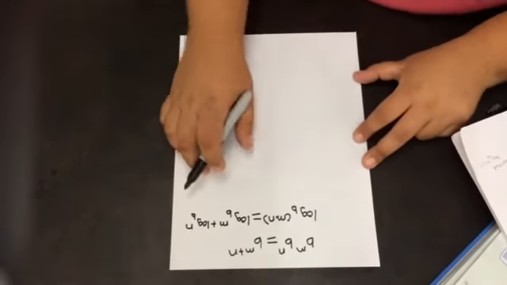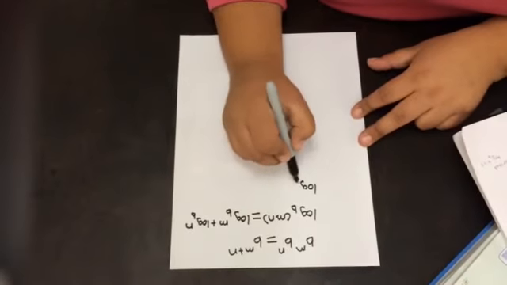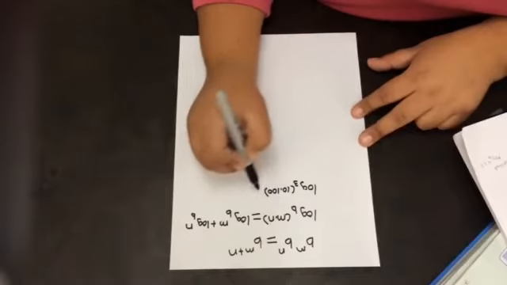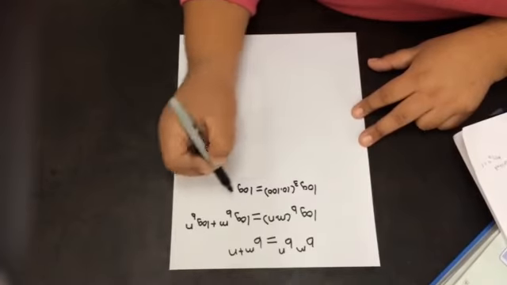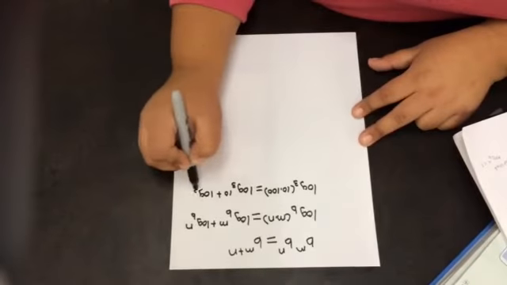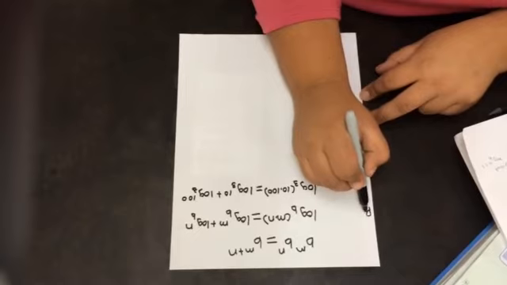So let's do an example. If we have log base 3 of 10 times 100, this is going to be the same thing as log base 3 of 10 plus log base 3 of 100. So that's your product property.